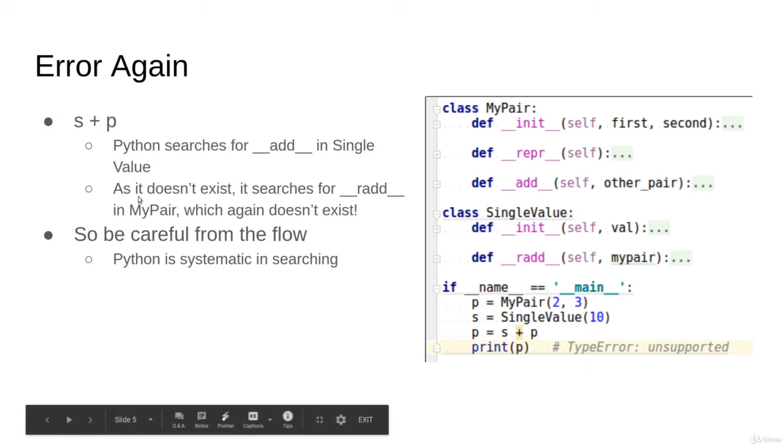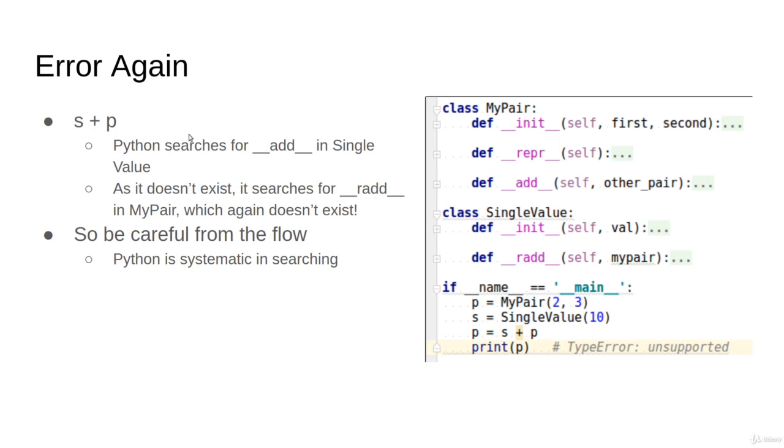So be careful. When you write something like S plus B, Python will search for the add function in S and make sure that B is valid, like we didn't return NotImplemented. And after that, if it succeeds, that's okay. But if it failed, it's going to swap them and search for the __radd__ in the other object. If it doesn't exist or returns NotImplemented, it's going to fail. So be careful, because sometimes this is very confusing, like you don't understand what happened behind the scenes.